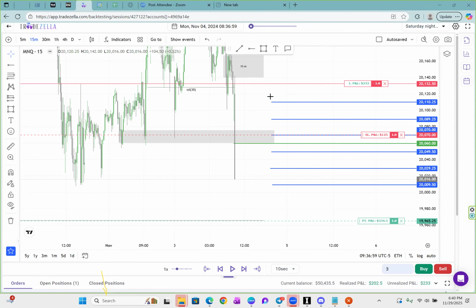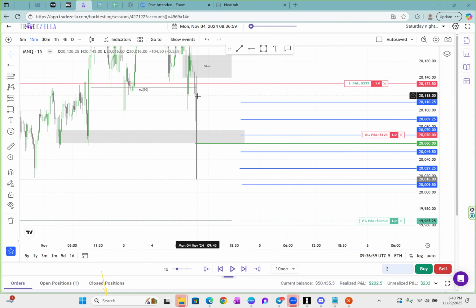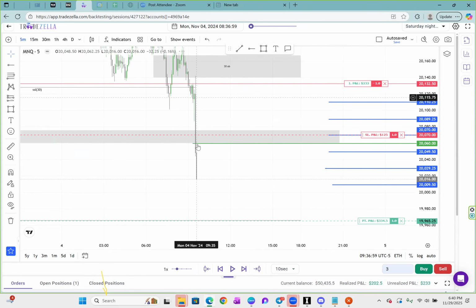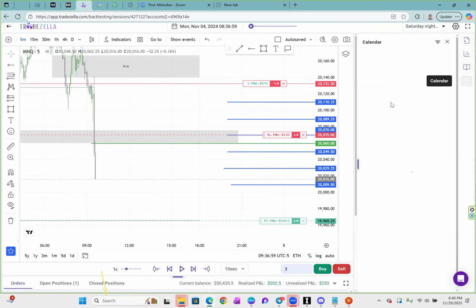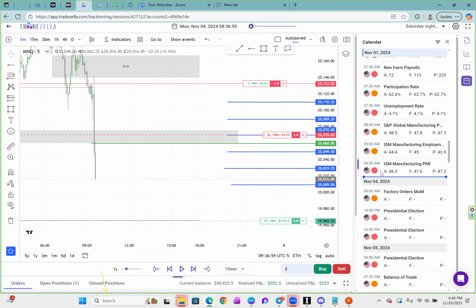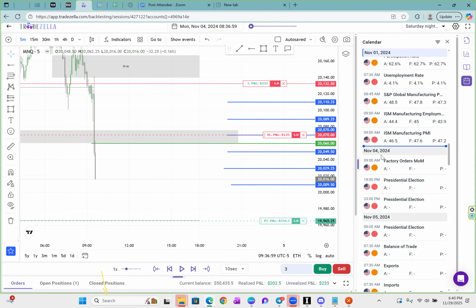How long did it take to get to TP6? Well, it looks like it took about 5 minutes. Yeah, 5 minutes. But you have to know that this was also a news day. So, cool thing about Tradezilla is you can go to the calendar and it tells you when news is. So, we know that this is a news day.